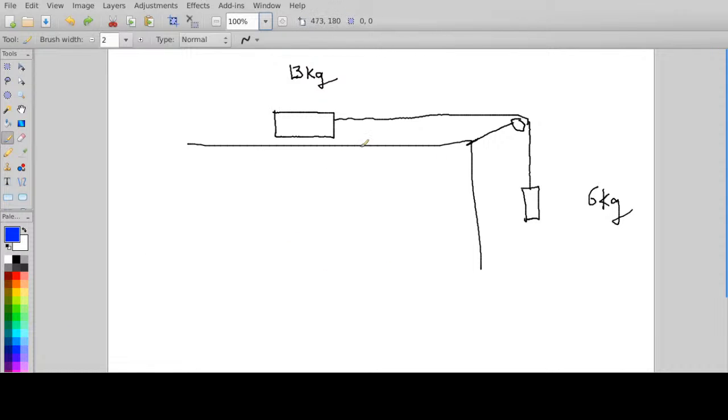Okay, so let's start off with the 13 kilogram box, and with the 13 kilogram box, there is gravity down like this. And this one's mg.